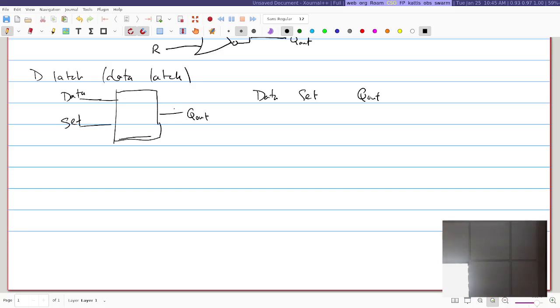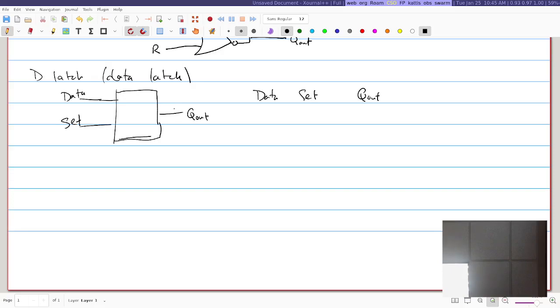It's got data coming in and set. And then inside it, I'm going to build this out of an SR latch. So here's my set, reset, my Q out. Okay, so, when do I want to set the SR latch to 1? In what situation do I want to set the memory to 1?